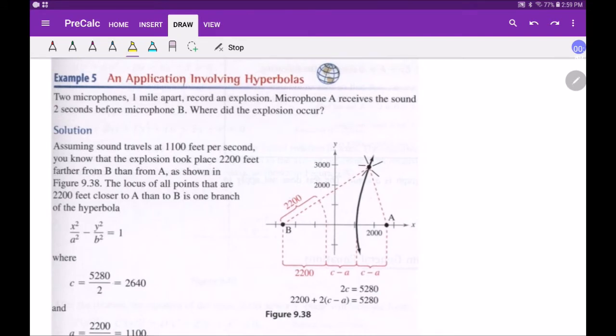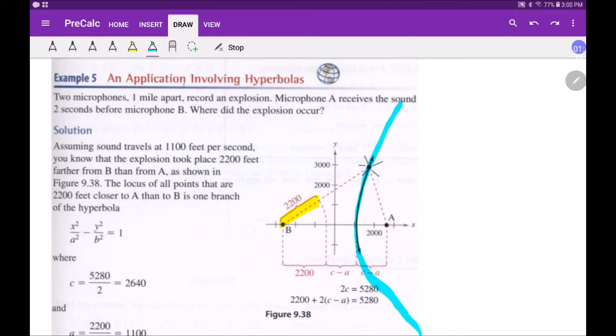Anyway, assuming the sound travels 1,100 feet per second, you know that the explosion took place 2,200 feet farther from B than from A. So here's your 2,200 feet, as shown in this figure. The locus, or the location, of all points that are 2,200 feet closer to A than to B is one branch of the hyperbola. It's on this side. Sure, there's another branch over here, but we don't care about that branch.